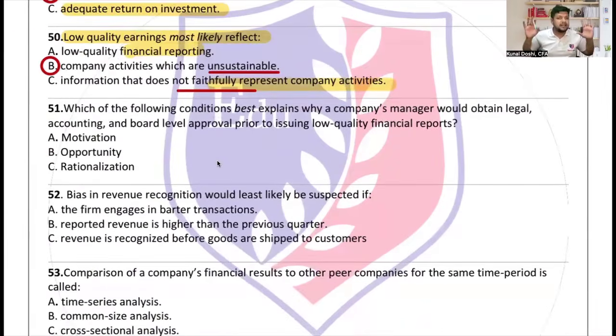51 is my favorite. I want you all to try. There are three reasons why managers do low quality reporting: motivation, greed, opportunity because of weak control, and rationalization. What is rationalization? Oh, everyone is doing it, so why not me?